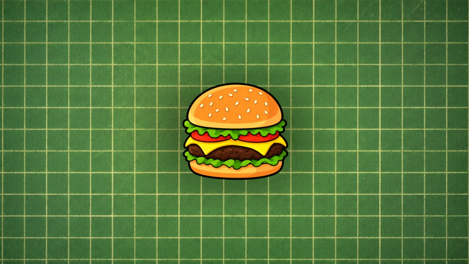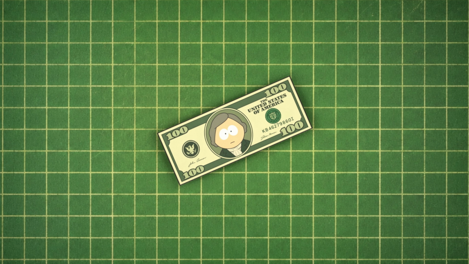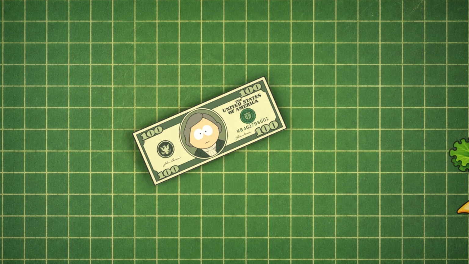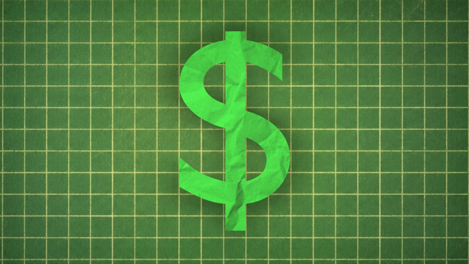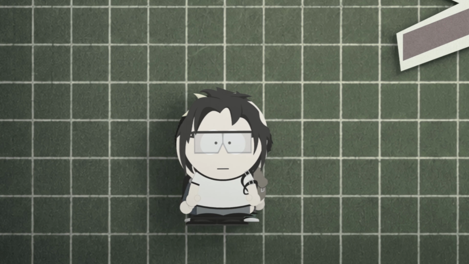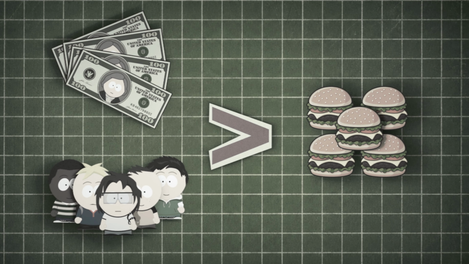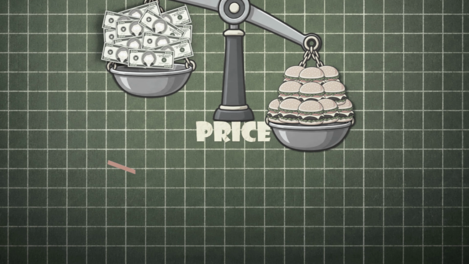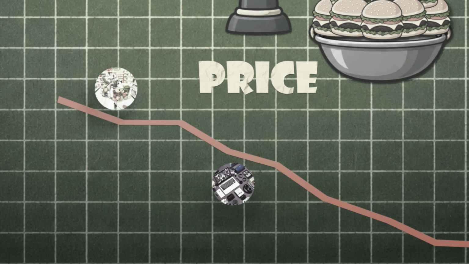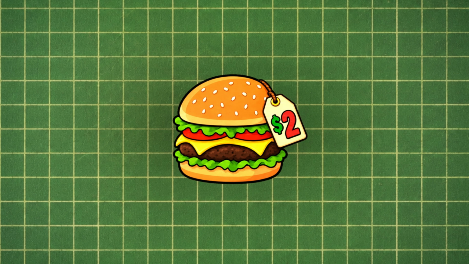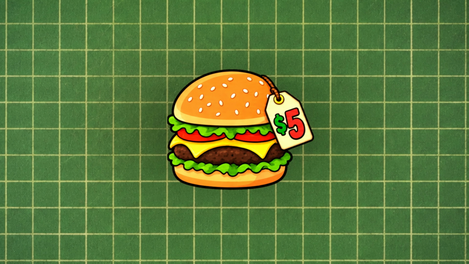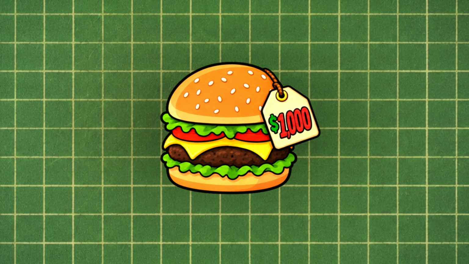The price of a burger depends on more than just the burger itself. It is influenced by the amount of money in circulation, the number of available goods, consumer demand, and production costs. When there is more money or fewer goods, inflation tends to occur. When there are more goods or lower demand, deflation tends to occur. That's why the exact same burger can cost $1 today, $2 tomorrow, $5 next month, or even $1,000 in extreme situations.